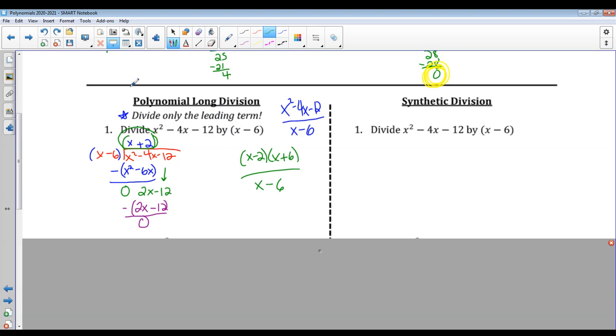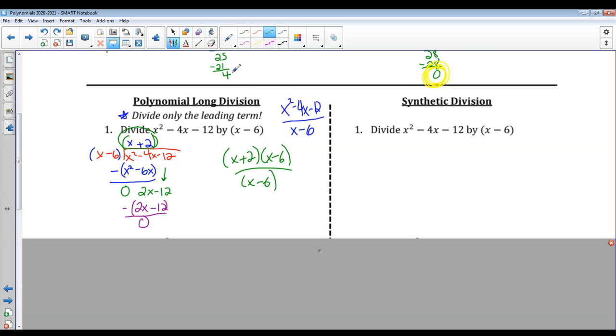I just did that wrong, didn't I? That should be a plus 6 minus 2. Plus 6 minus 2, sorry about that. Well, you guys got the idea. So it factors out and divides out perfectly.